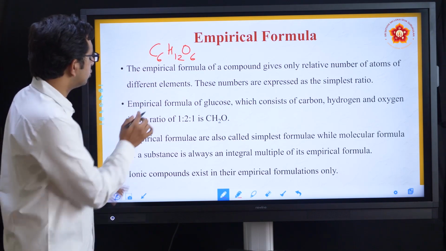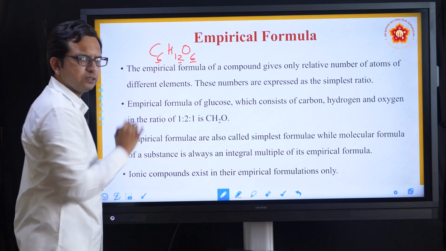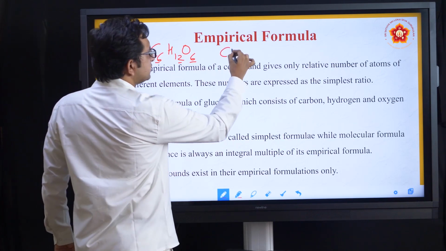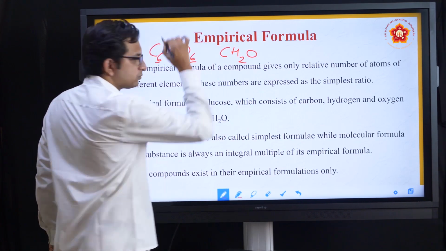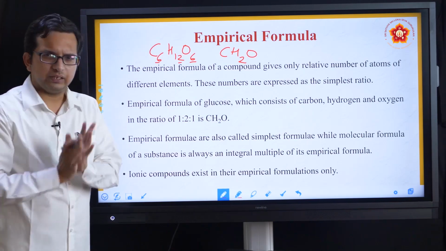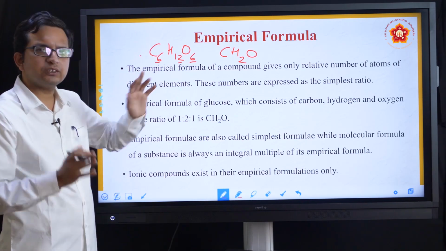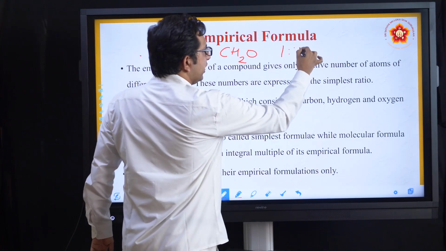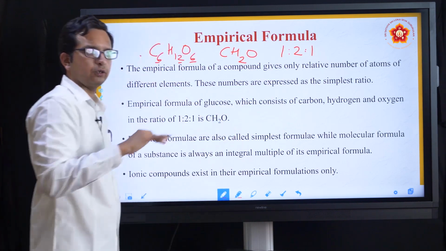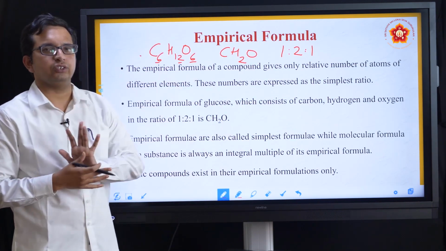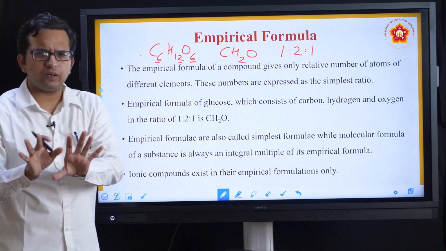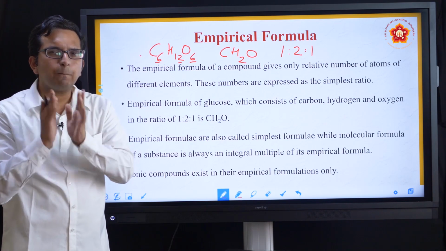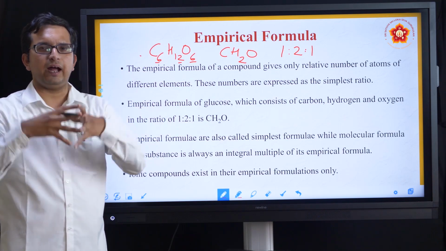What is the simplest ratio? The general divisibility factor for all these 3, you can find out that it is 6. So what is the empirical formula of this? This is CH2O. Basically what we want to tell here is that the ratio of combination of carbon, hydrogen and oxygen is nothing but it is in the ratio of 1:2:1 with respect to carbon, hydrogen and oxygen. So this is what is empirical formula, that it represents a particular compound in its simplest ratio of combining atoms.